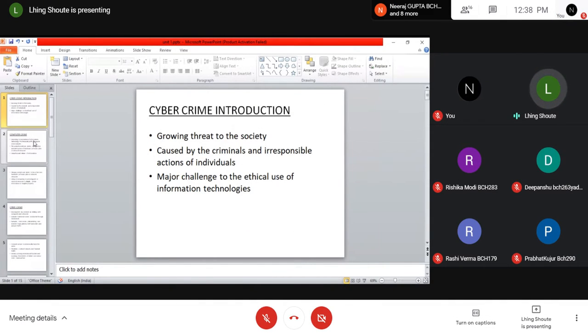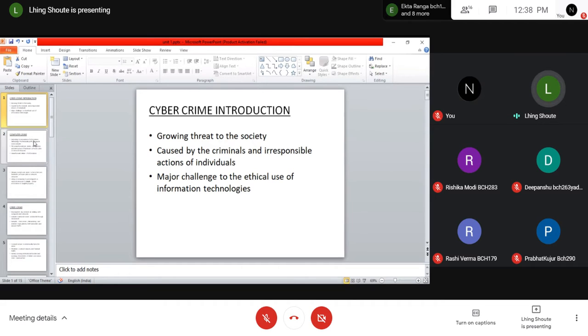So it becomes a growing threat to the society that is caused by criminals and irresponsible individuals who are taking advantage of the widespread of computer networks or internet in our society, because internet has become a part of our day-to-day life, and it has become a kind of a basic need for us, right? Because without internet, it's like food, water, air, right? Internet is another element of our basic needs, right?